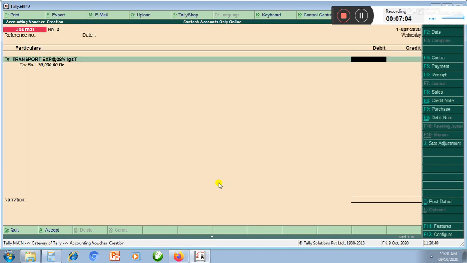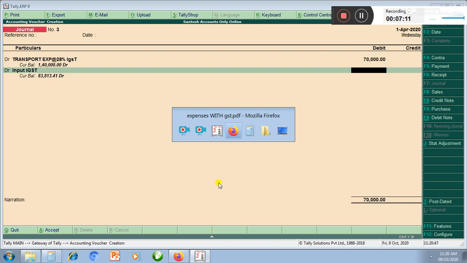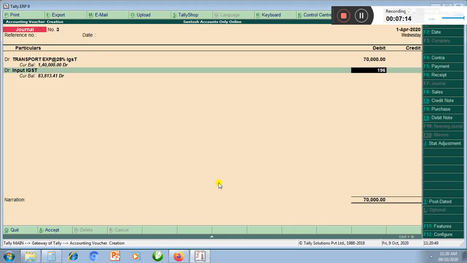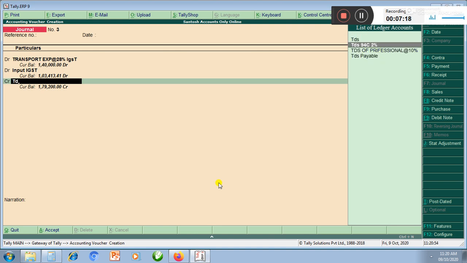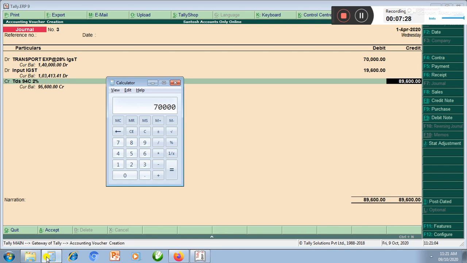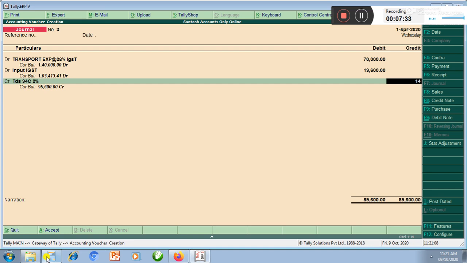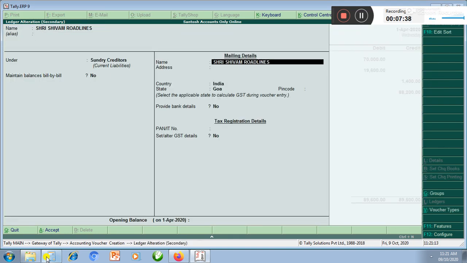Okay. So how much it is? 70,000. Okay. Then again debit input IGST, that is 19,600. From this you deduct the TDS. Again TDS contractor 2%. Don't create the separate ledger. 2% on 70,000, how much? Use the calculator, 70,000 into 2 divided by 100. That is 1,400. So 1,400 I'll put. And balance is Shivram Road Lines, sundry creditors, so and so.